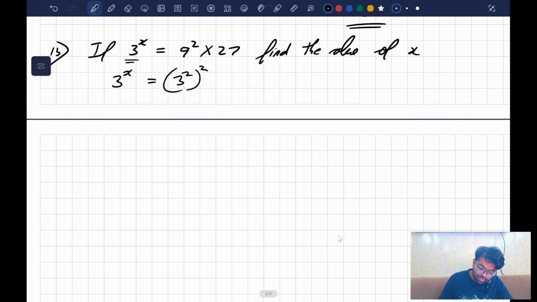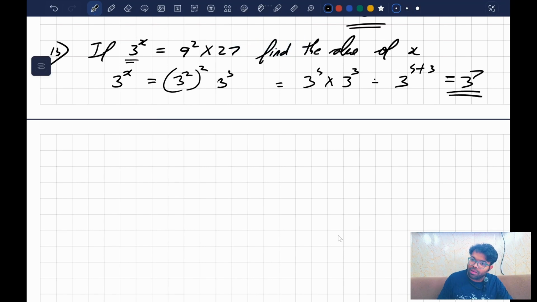और 27 को कैसे लिख सकता हूं मैं? अरे बाप रे बाप, रीड, 27 को कैसे लिख सकते हैं? व्हाट इज 27? डोंट लुक एट द बुक. 3 क्यूब्ड इज 27, रीड. 3 क्यूब्ड. सो दिस विल बिकम 3 टू द पावर 2 into 2 is 4 multiplied by 3 cubed is equal to 3 to the power 4 plus 3, is equal to 3 to the power 7 आ गया तुम्हारे पास.